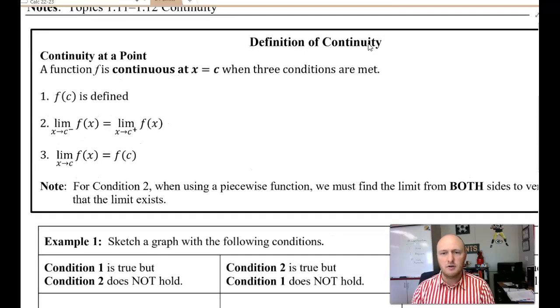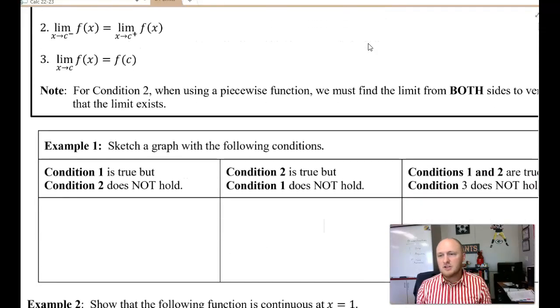And here is the definition of continuity at a point. A function f is continuous at x equals c when three conditions are met. The first one: the function value has to be defined there. f of c has to be defined. If it's undefined, it's not continuous. Condition number two: the limit from the left has to equal the limit from the right of f of x as x approaches a certain c value. And condition number three: the limit of the function as x approaches c has to be equal to whatever that function value is. If not, I have a hole. So we'll look at some examples of when the following conditions do not hold.